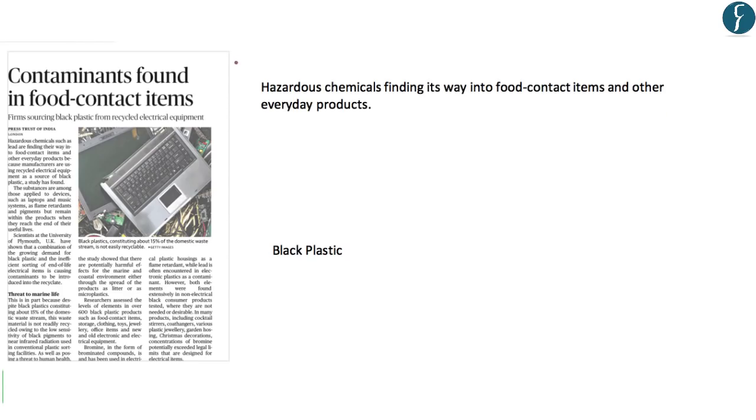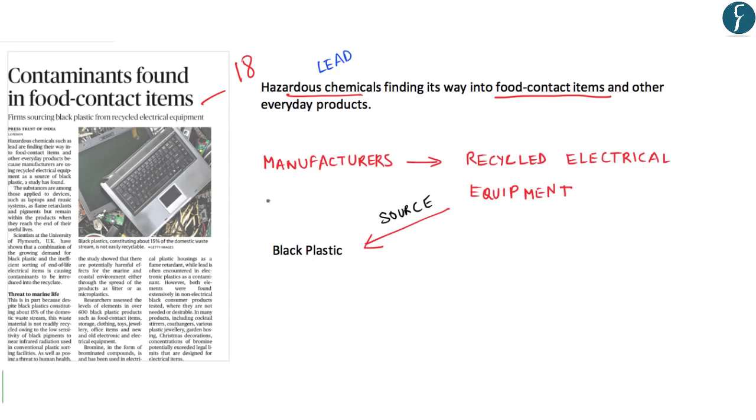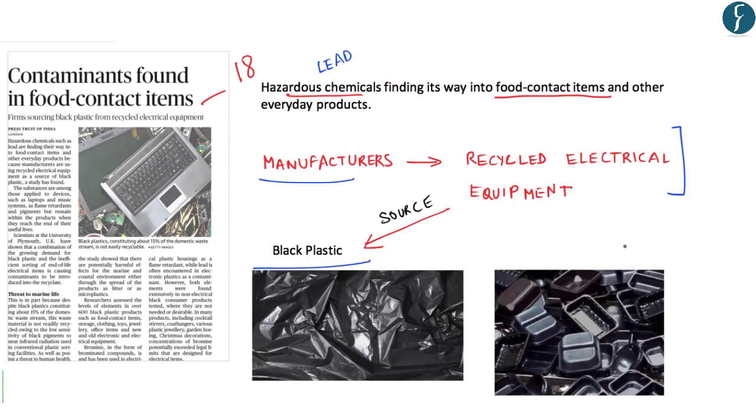The next news appears on page number 18. The news reads, Contaminants found in food contact items. Firms sourcing black plastics from recycled electrical equipment. Now in this particular news, a study has found that hazardous chemicals such as lead are finding their way into the food contact items and other everyday products because manufacturers are using recycled electrical equipment as a source for black plastic. As you can see, these are some of the used black plastic for foods and other items.